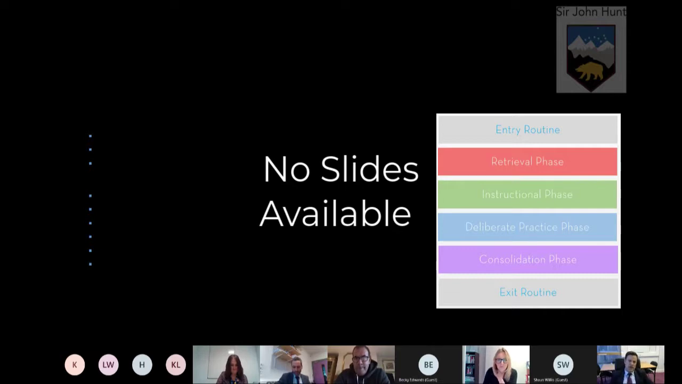We were given some really good advice from Tony Bloxham, who's here this afternoon, and he recommended looking at a lesson structure. I know some of you will be familiar with it already from your own schools, but in brief, that's the lesson structure that we implemented: entry routine, retrieval phase, instructional phase, deliberate practice, consolidation, followed by an exit routine.